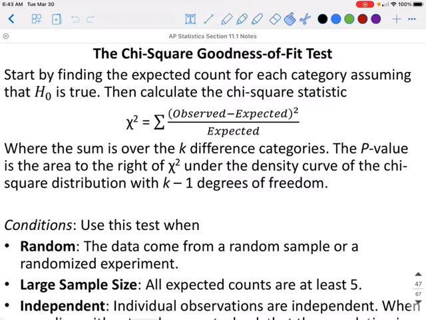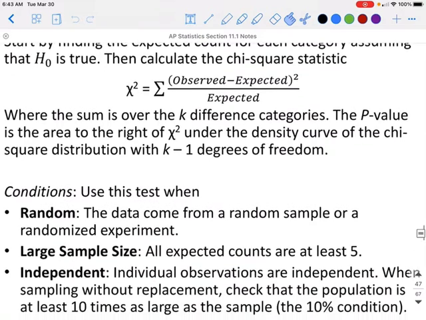When you're using the chi-square goodness of fit test, start by finding the expected count of each category, assuming that the null hypothesis is true. Then calculate the chi-square statistic. Remember, to do that, you take the observed minus the expected value, squared, divided by the expected value, and add that together for all of your categories, where the sum is over the k different categories. The p-value is the area to the right of the chi-square under the density curve of a chi-square distribution with k minus 1 degrees of freedom. So remember, your degrees of freedom is just your k value minus 1.